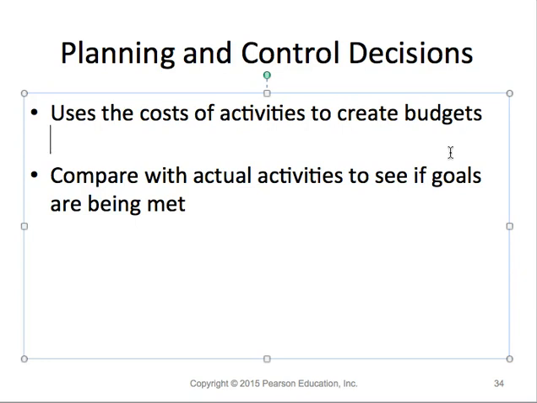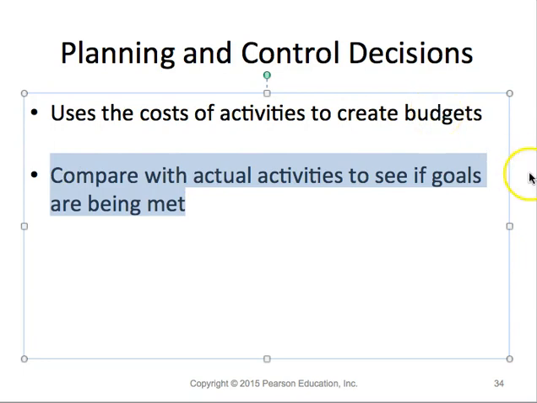You need to know the cost first, and compare with actual activities to see if goals are being met. It's very important in the production line because they need to make sure that we are producing something within the budget lines. So you're not going to go over the budget lines. It will be very bad for a company if they always go over the budgets.